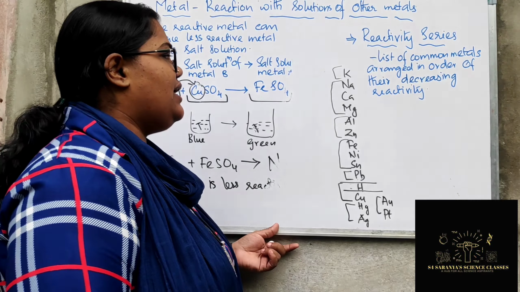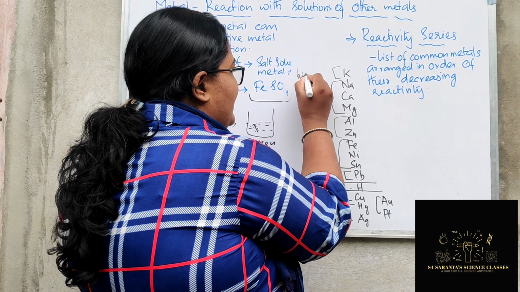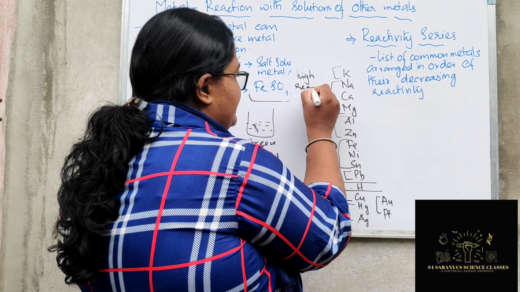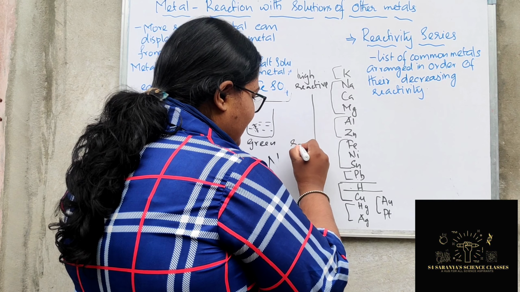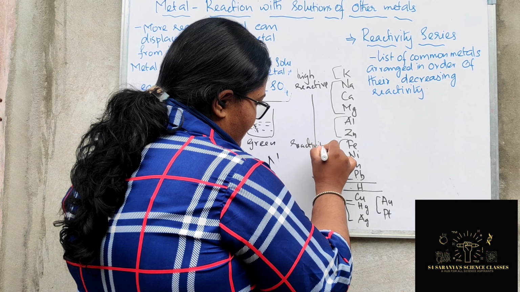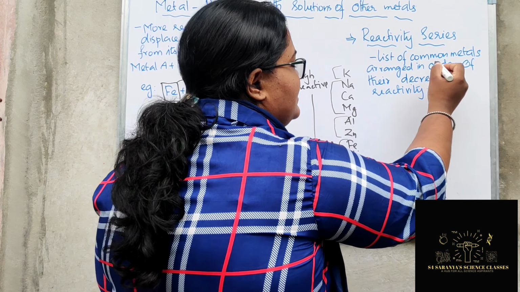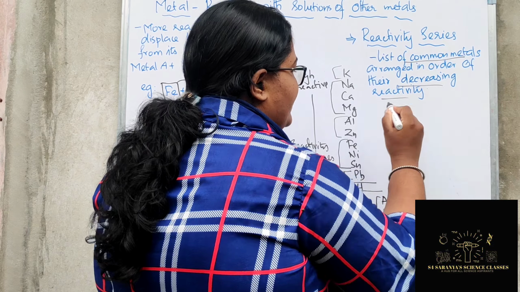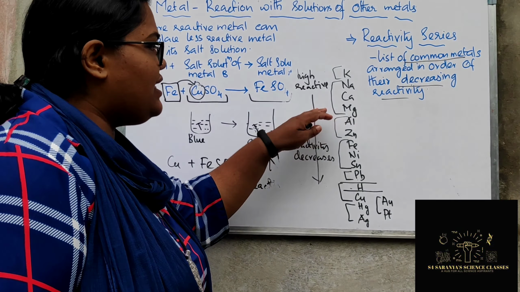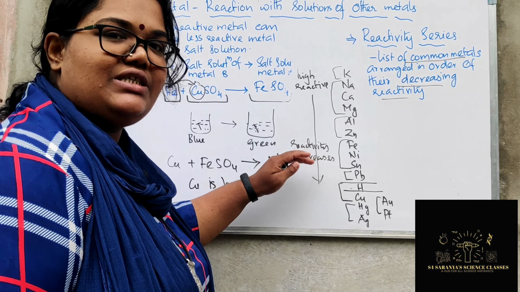I will explain once again. Here you can see this is sodium, which is a highly reactive metal. When you come down the series, the reactivity decreases. We said that it is a list of common metals arranged in the order of decreasing reactivity. So at the topmost is the one which is highly reactive, and when you come down, the reactivity decreases.